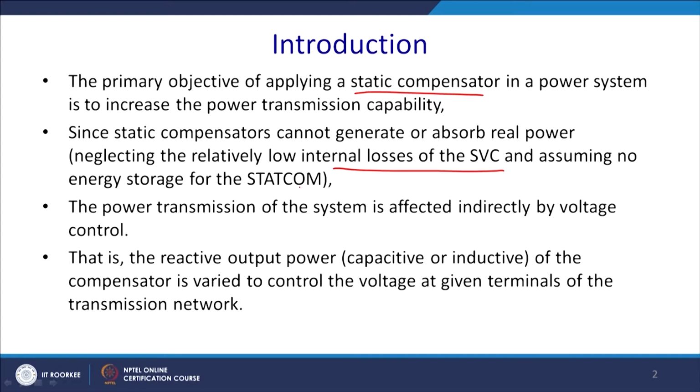The power transmission line system is affected indirectly by the voltage control. That is, the reactive power, capacitive or inductive, of the compensator is varied to control the voltage at the given terminal of the transmission network.